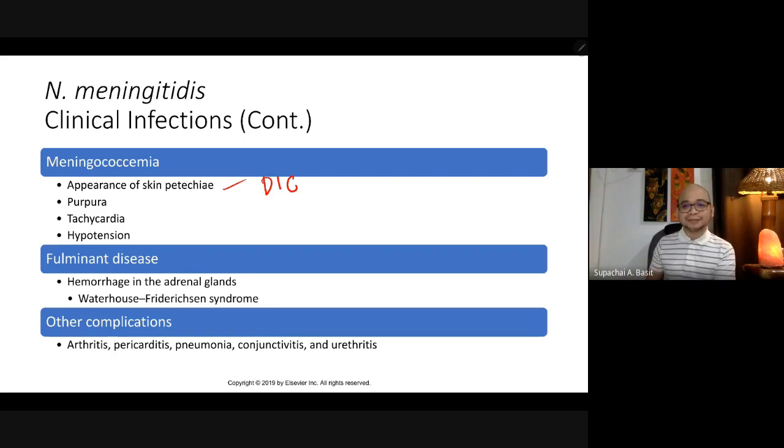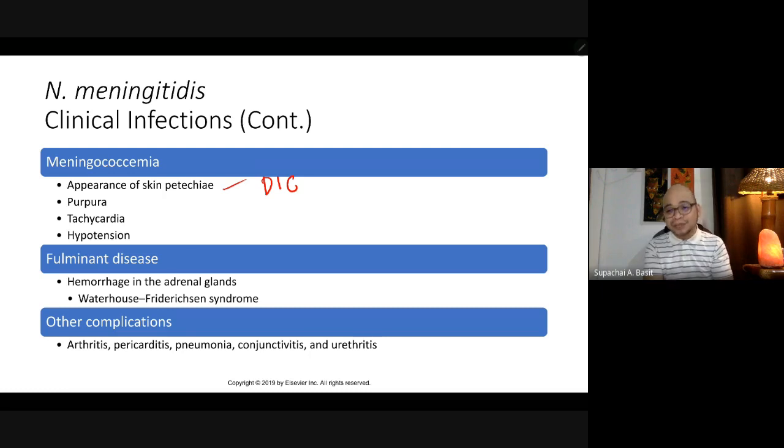DIC stands for disseminated intravascular coagulopathy. And this is the reason why people with meningitis or meningococcemia have petechiae. Purpura, tachycardia, and hypotension. Okay? Fulminant disease. Okay?